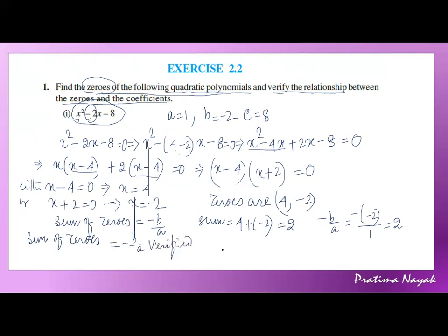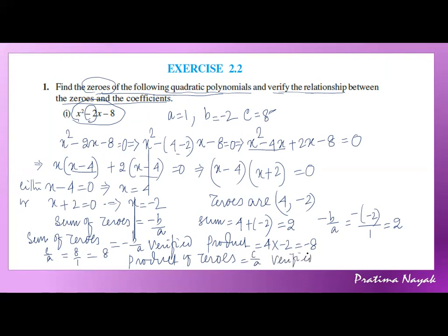Now coming to product. Product will be how much? Product will be 4 into minus 2. How much will it be? It will be minus 8. Then I'll take C by A, I'll make them equal. C is minus 8, A is 1. So minus 8 by 1 is equal to minus 8. So product of zeros is equal to C by A, verified.